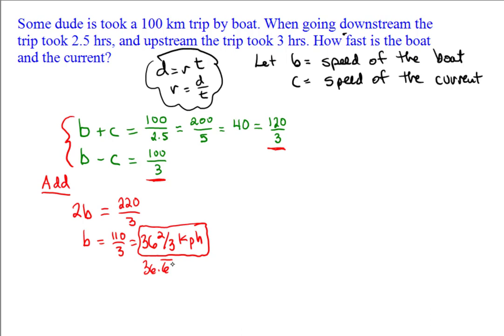Okay, now a little bit of a cool strategy here: I don't want to plug a fraction in. It's just a little bit more difficult to work with fractions. So instead of doing that, I'm going to take my two equations and subtract them, almost like a double elimination.